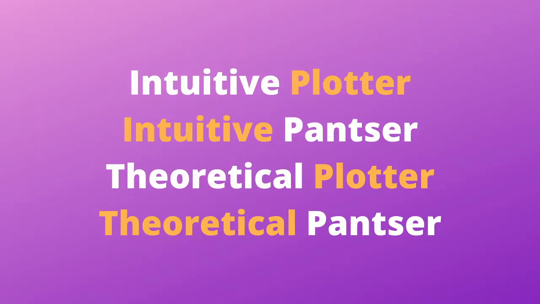So from here, you might find that you super duper align to a couple of these categories, or you might find that you kind of are a mix of a whole bunch of different things, and that's also totally normal. But right now what I'm going to do is take these 4 categories: intuitive plotter, intuitive pantser, theoretical plotter, and theoretical pantser, and I'm going to give you some great ways to use your preferred method to your fullest potential.